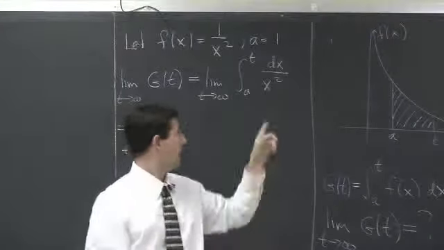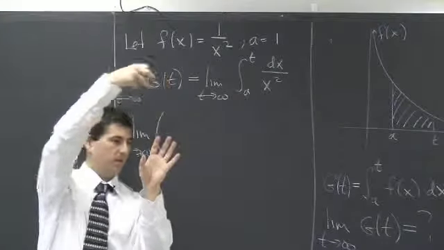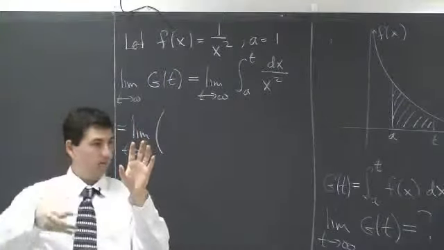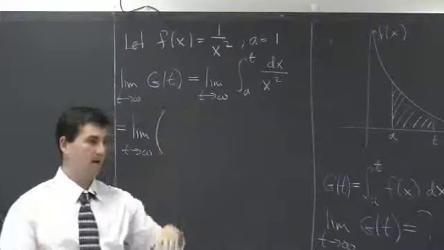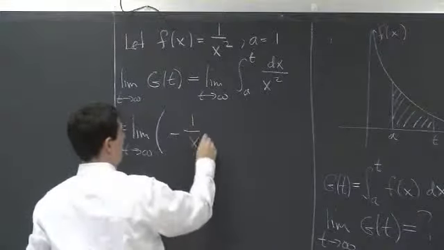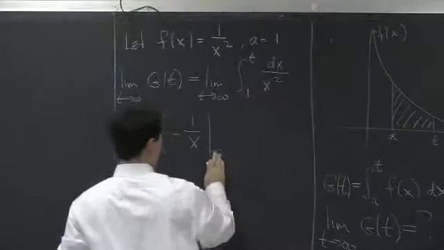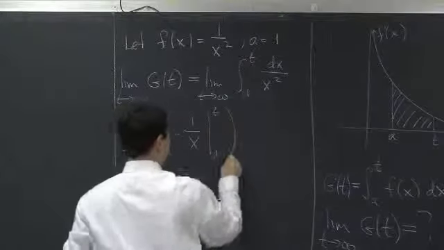Negative 1 over x, right? It's x to the minus 2. You have to add 1 to the exponent. That gives you a minus 1, 1 over minus 1, and then x to the minus 1. So minus x to the minus 1, or minus 1 over x. And then you have to evaluate it at a. Well, we know what a is actually, right? We know it was 1 and t.